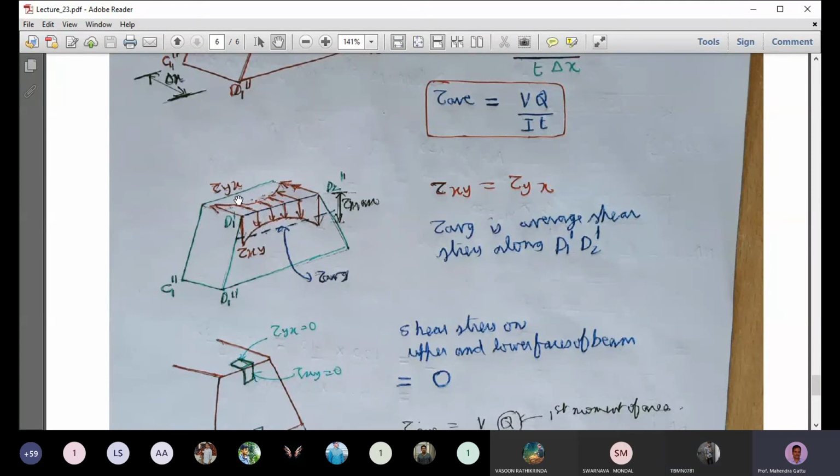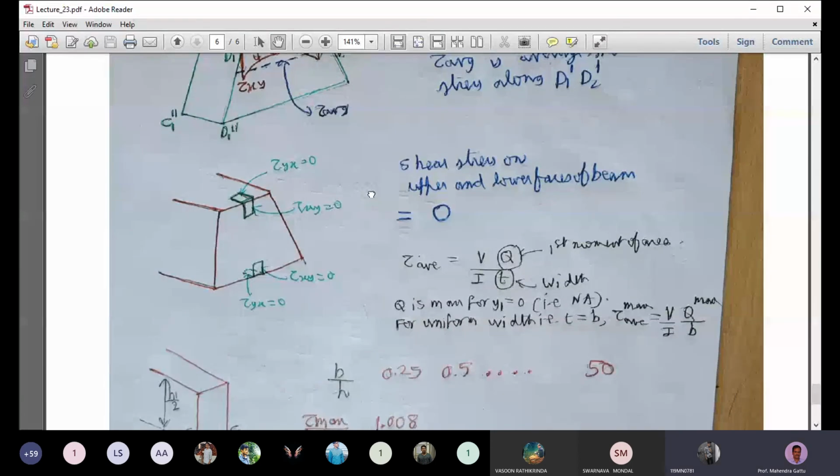And similarly, on the horizontal face, we have tau yx. Again, a similar stress distribution will be there because tau yx is equal to tau xy. We have the maximum shear acting at this edge and the farther edge, and then there will be a reduction in the shear stress, and the stress profile will be like this. So again, we'll have some tau average, tau max, and tau minimum. So what we are getting here is that VQ by It is tau average.